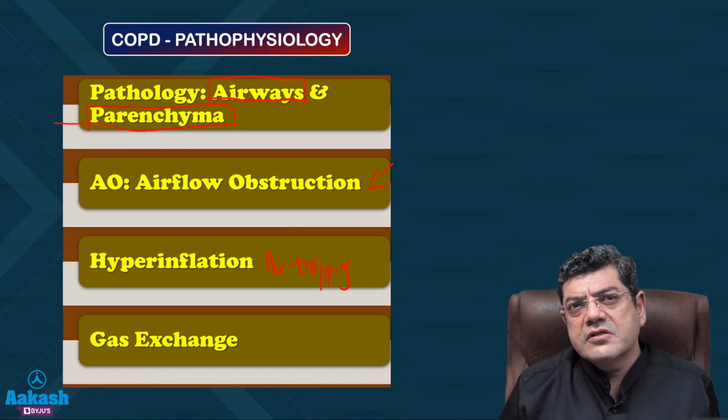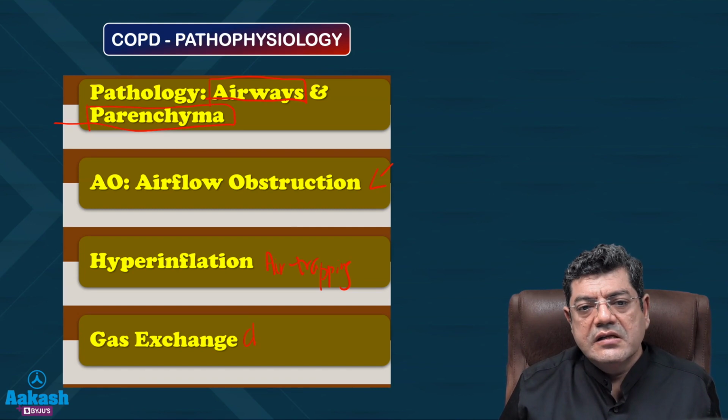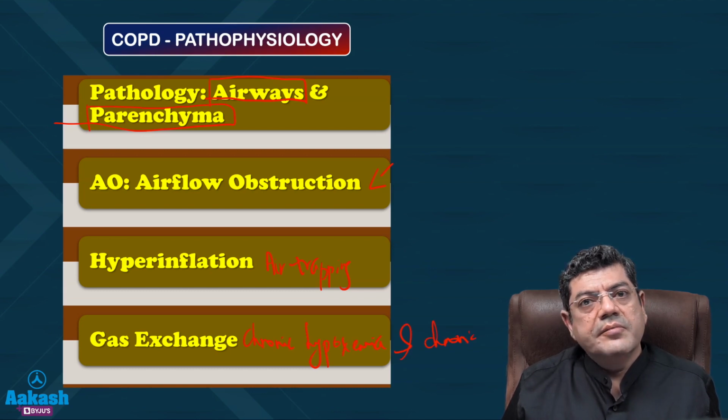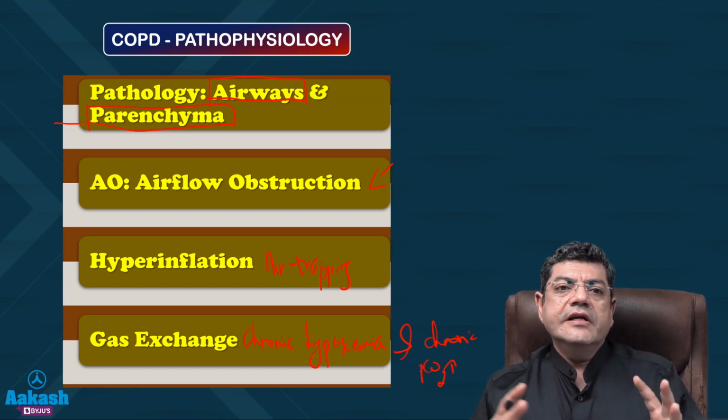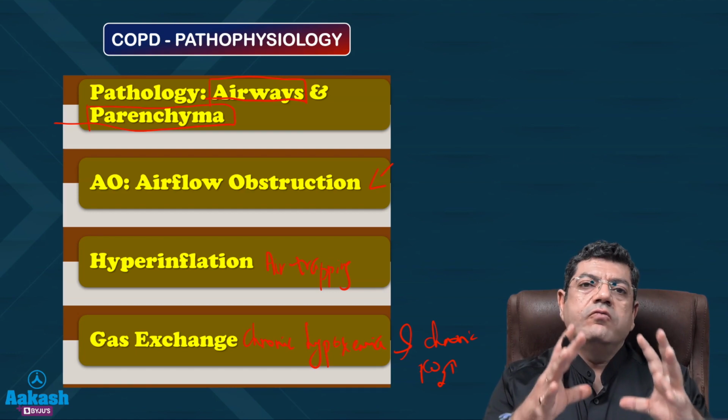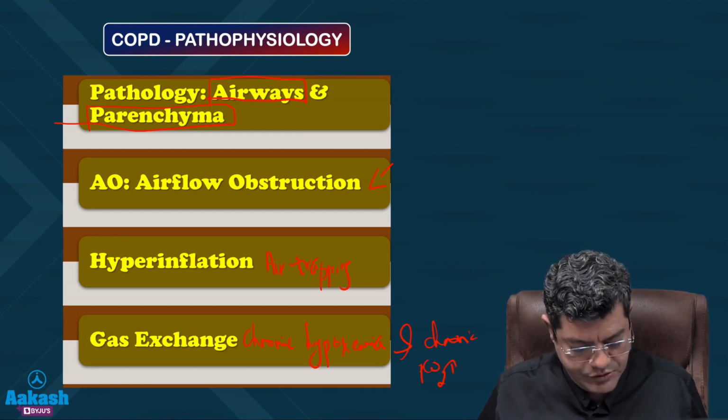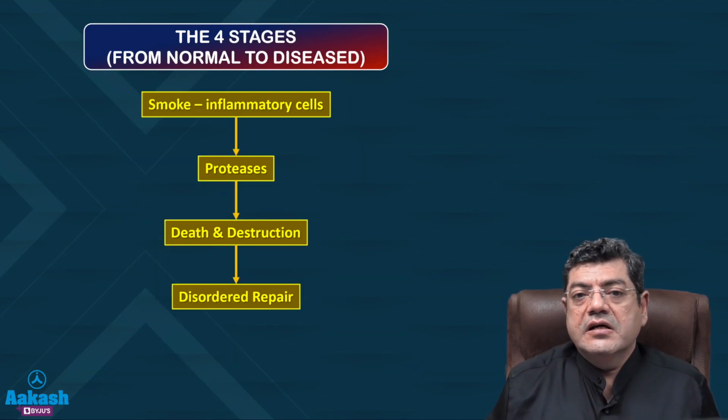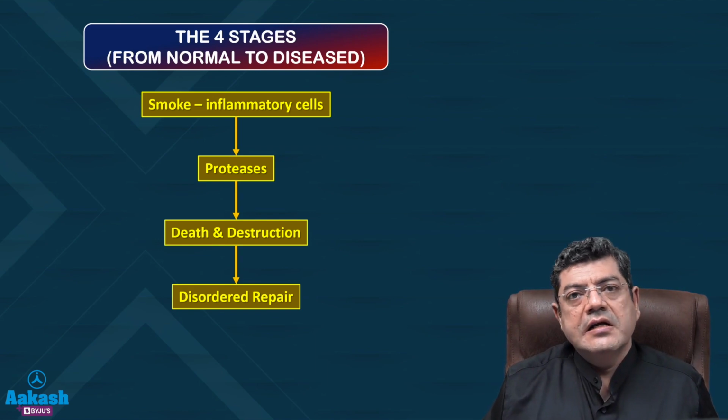And then of course, as the disease progresses and worsens, they start to develop chronic respiratory failure. So they develop chronic hypoxemia and chronic hypercapnia, right? So that's broadly the sum total of what happens in COPD. That's the quick summary.